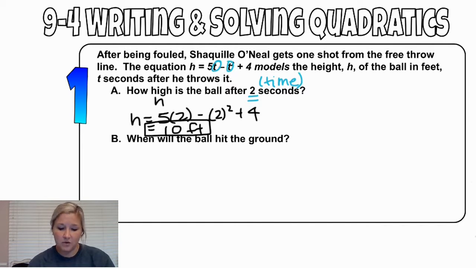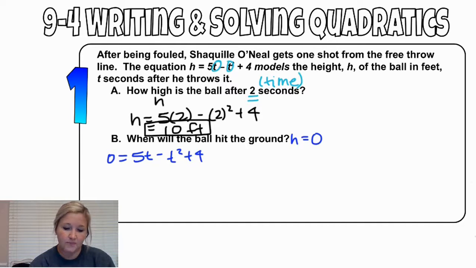The second question here says, when will the ball hit the ground? So you want to know when h, the height of the ball, is going to be on the ground. Well, the height at the ground is 0. So you're going to replace h here with 0. So I'm going to have 0 is equal to 5t minus t squared plus 4. So what you can do here, you can graph this and find the zeros, or you can use the quadratic formula. So that's what I'm going to use here.